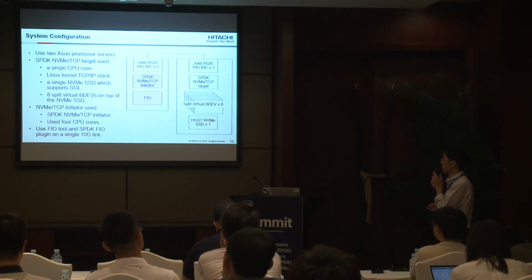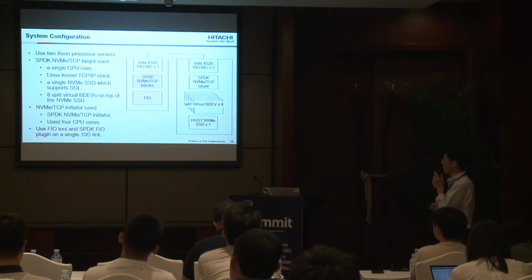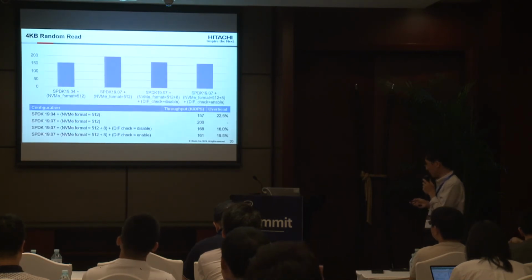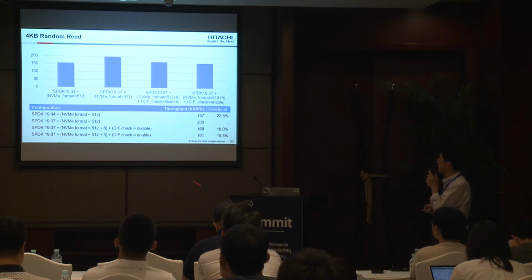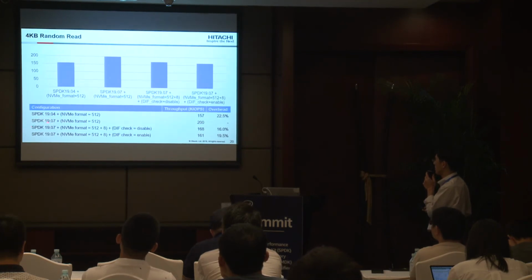On the other hand, on the initiator side, I used the SPDK TCP initiator, and I used 4 CPU cores on the initiator side, and I used FIO and SPDK FIO plugin on a single 10 gig link. And this is a result of 4 KB random read. This is the baseline performance by using SPDK 19.04.